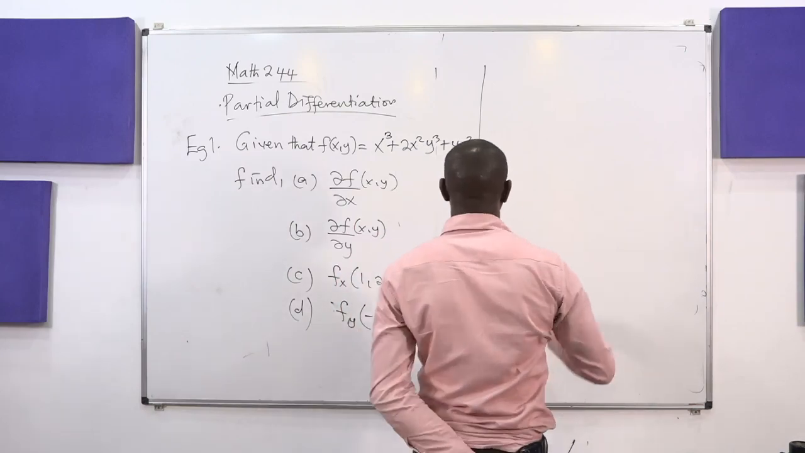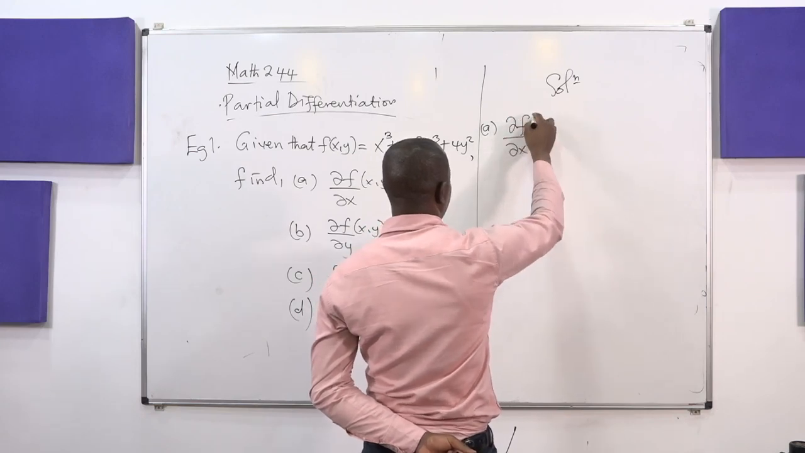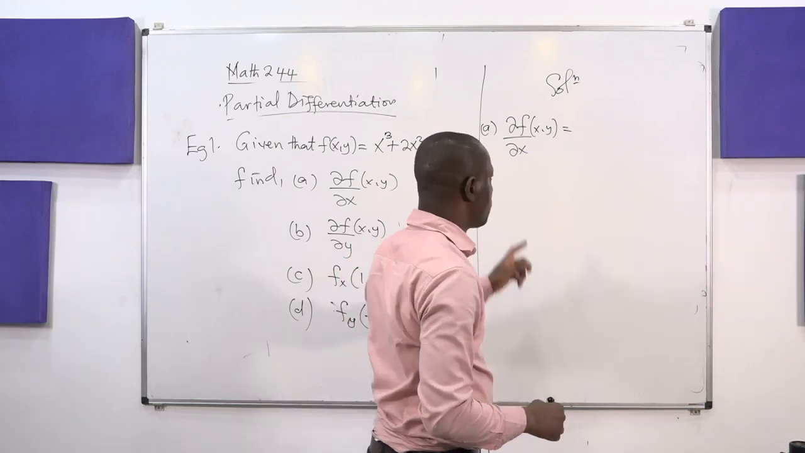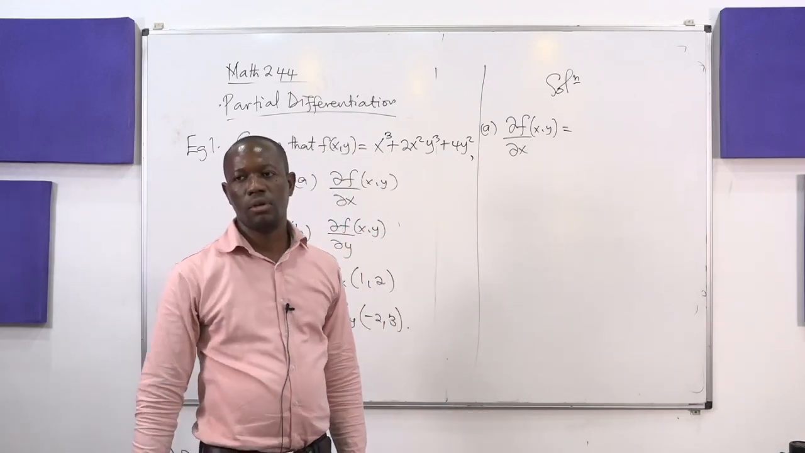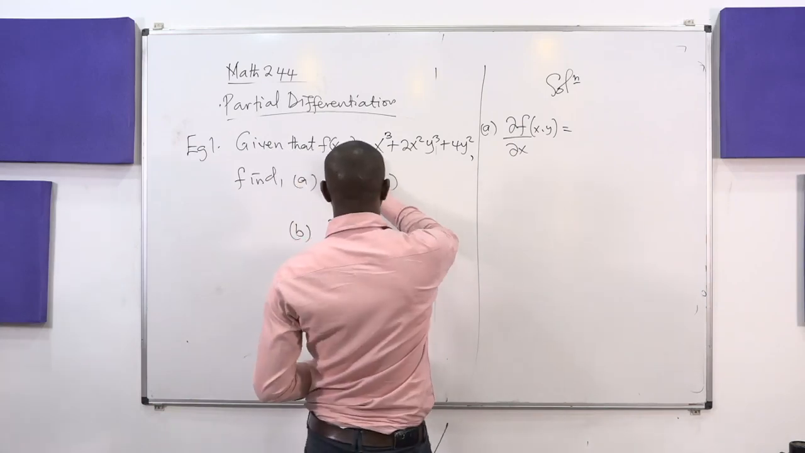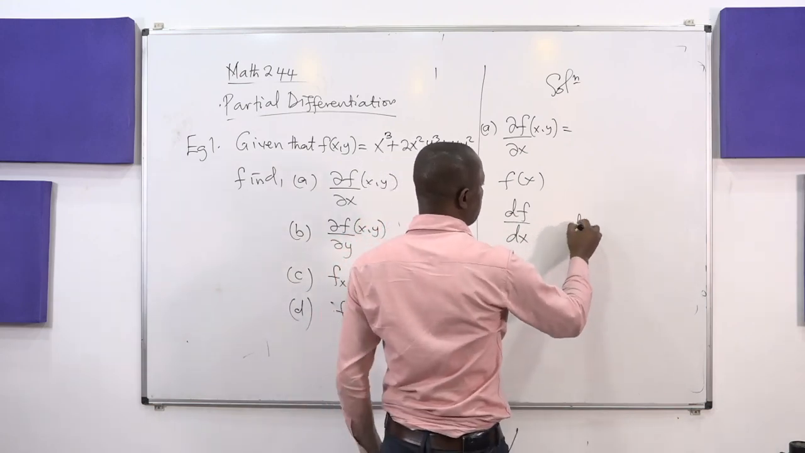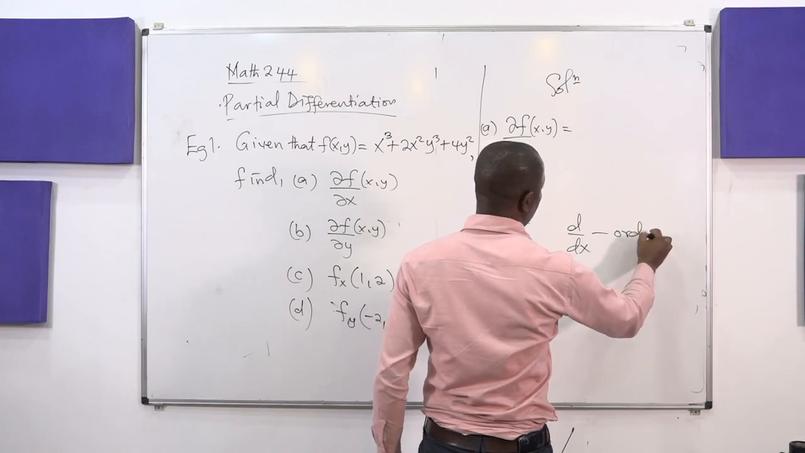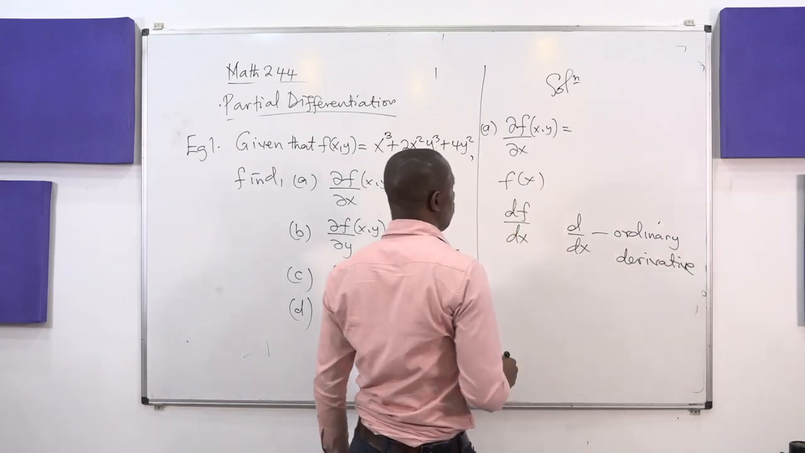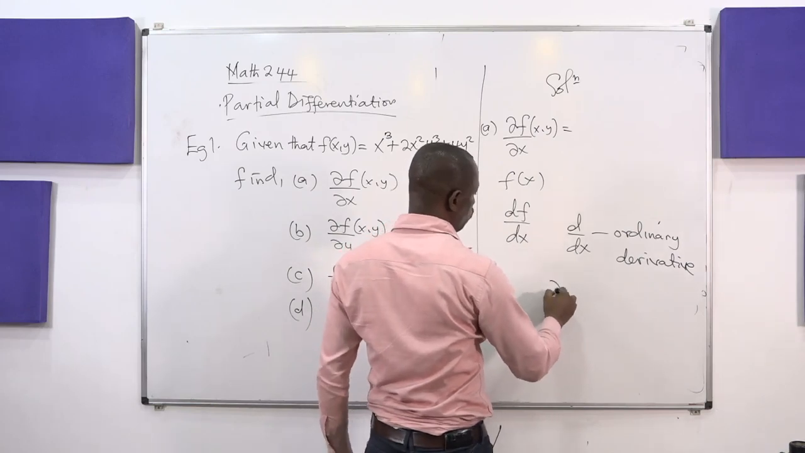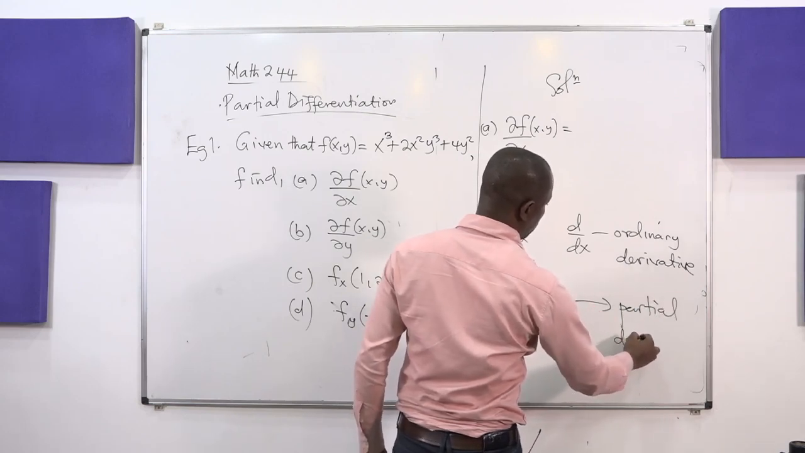So now, for a, I find the partial of f with respect to x. This is called a partial derivative, and we use a partial when we have more than one independent variable. But if you have only one, suppose you just have f of x, then when I differentiate, I'll use the ordinary derivative, d/dx. This one we call the partial derivative.